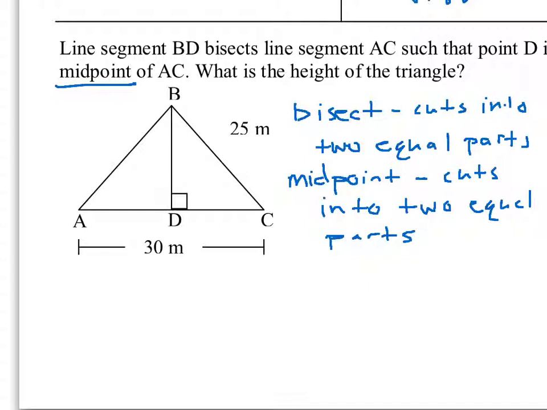Now, the question is, why is this important for this problem? It says, what is the height of the triangle? So I can see that I am trying to find the height right here, BD. Why is it important that we know that it bisects?